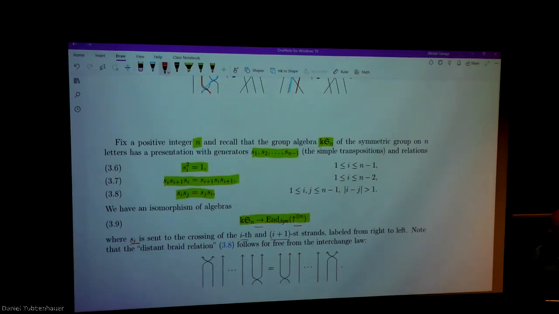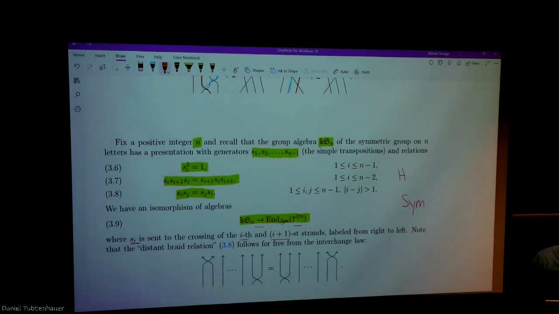You have to choose a way to number them. You can label from right to left, or you can also label left to right, it doesn't really matter. You just choose a convention. And with a little more work, you can show that this map is actually an isomorphism. So these endomorphism algebras in this category are the group algebras of the symmetric group. So you see that this category has all the group algebras of the symmetric group inside it, and it puts them all together into one monoidal category.